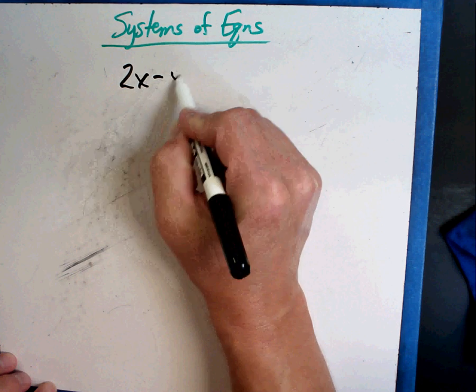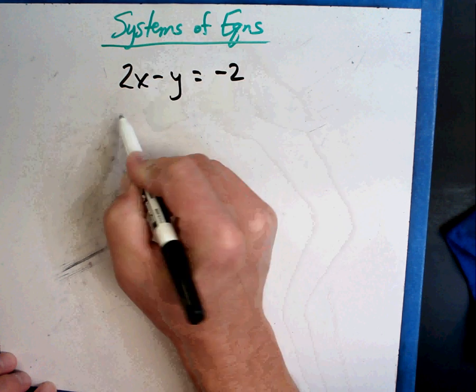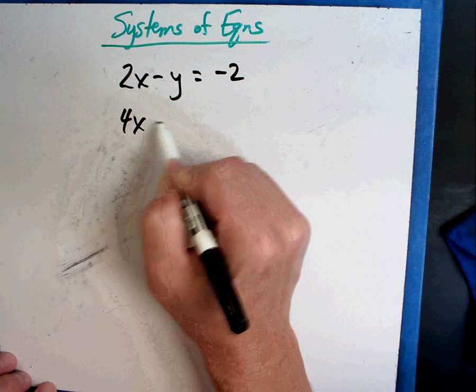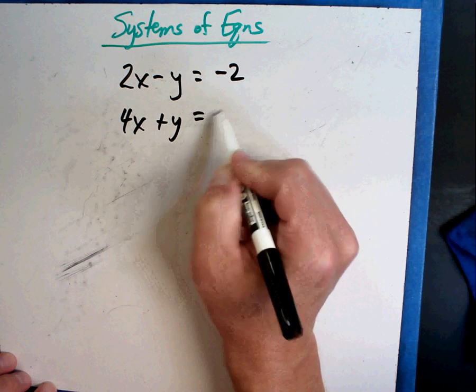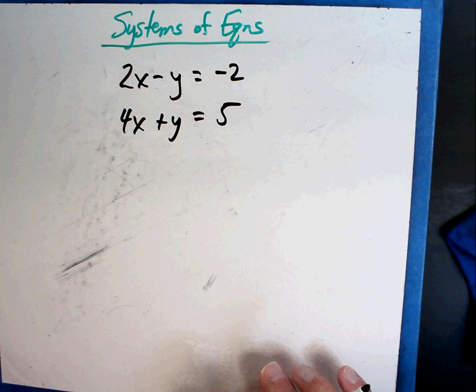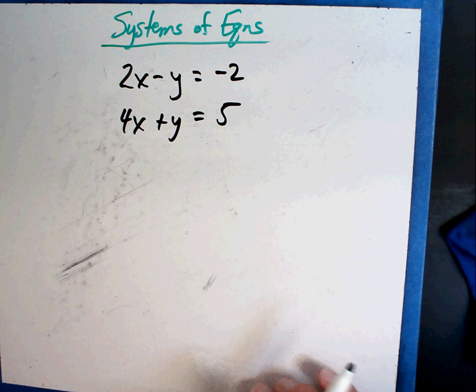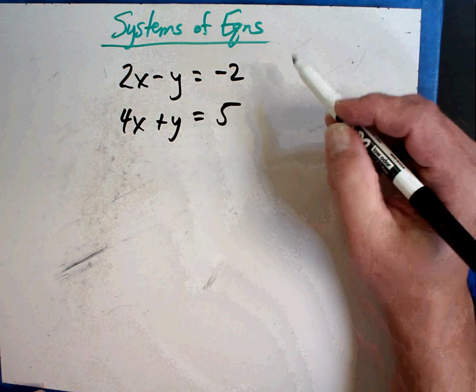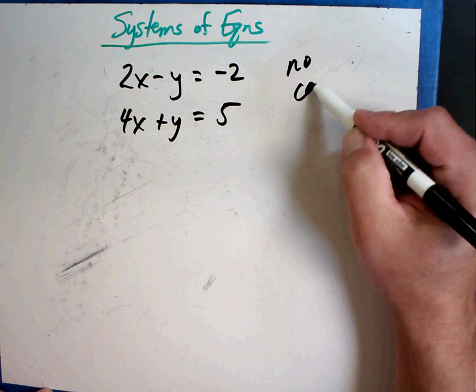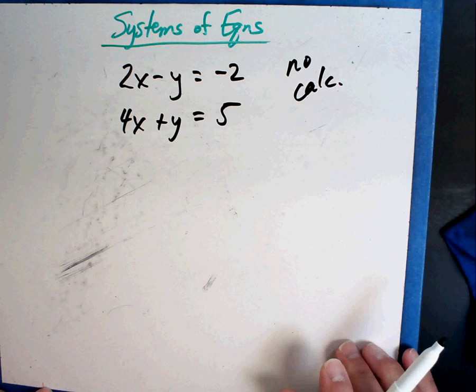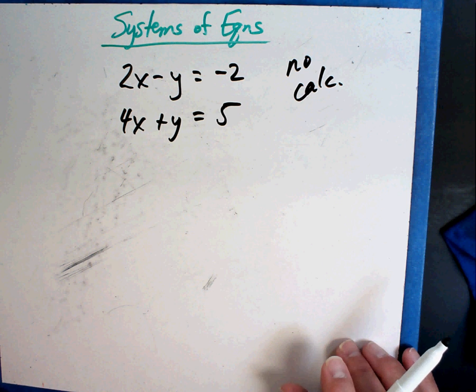2x minus y equals minus 2, and 4x plus y equals 5. They want you to figure out where these two lines would intersect. At what point do they hit each other? But the problem is, you can't use a calculator. If you put it into a calculator, you could quickly see that point, but they want you to solve it algebraically.